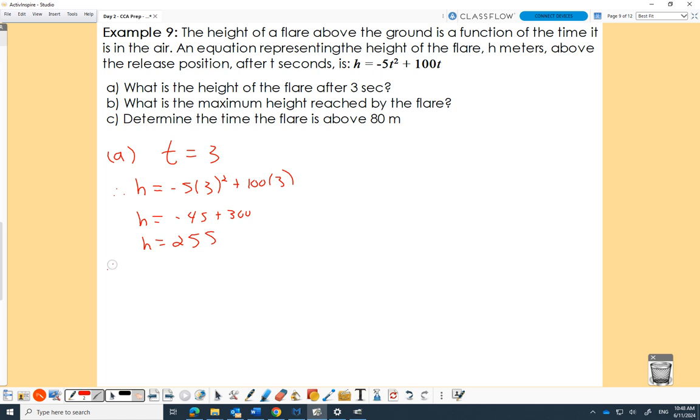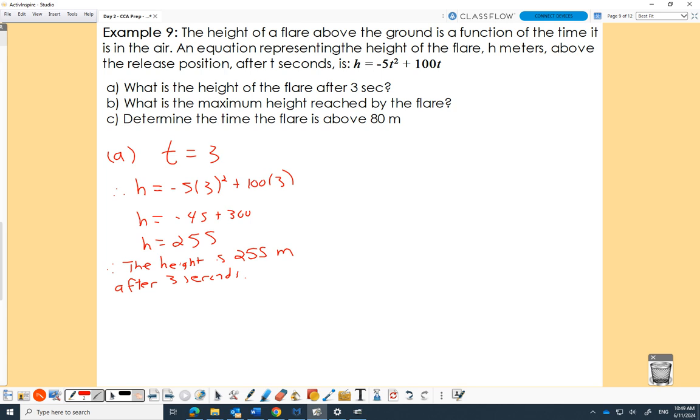What else should you do, friends? Therefore, the height is 255 feet after 3 seconds. It's meters, not feet. A couple of people on the one test, randomly, like on the meters question, they wrote feet. On the feet question, they wrote meters. I don't know whether they were making fun of NASA or what was going on there. You just got to read the question. Know what you're working in.